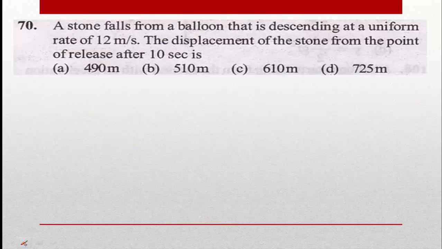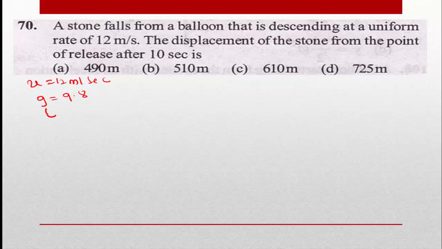And a stone falls from a balloon that is descending at a uniform rate of 12 meter per second. The displacement of the stone from the point of release after 10 seconds. The stone falls from a balloon descending at a uniform rate of u equal to 12 meter per second. The acceleration due to gravity is 9.8.